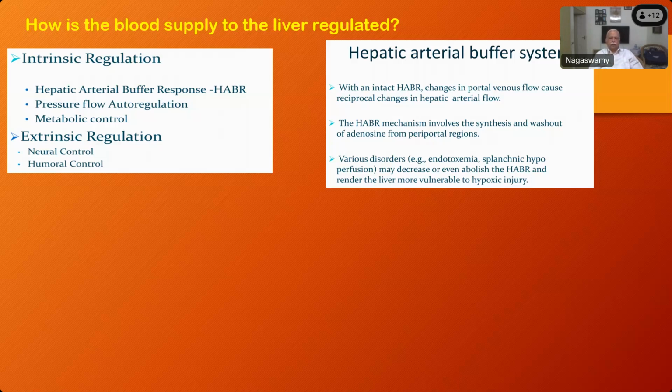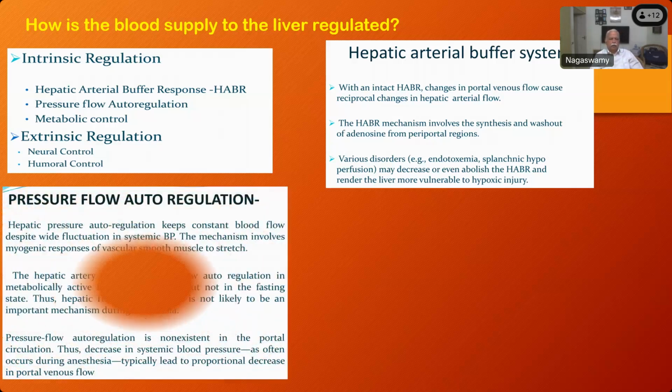Hepatic artery is the friend. It increases the blood flow to the liver when the portal vein flow falls.